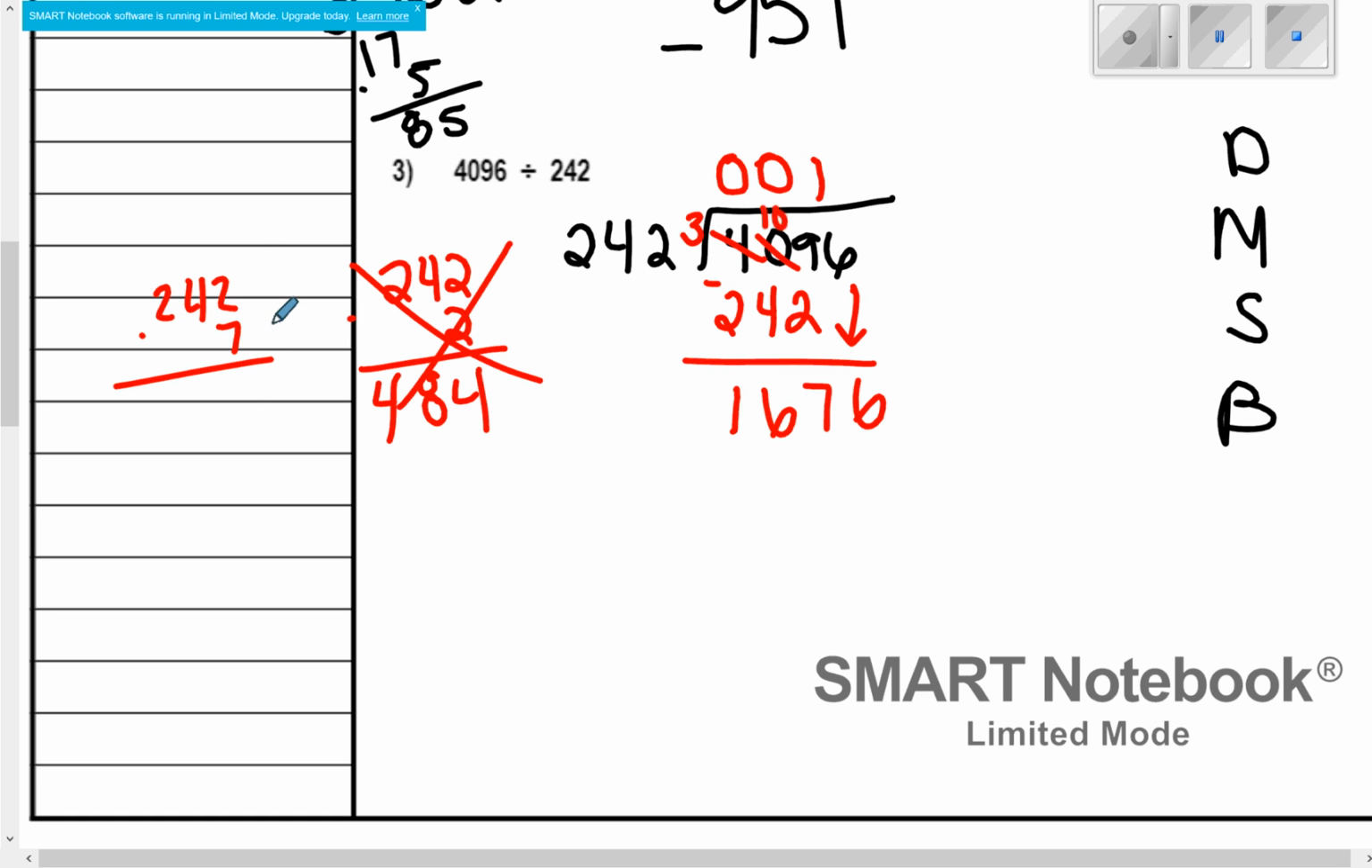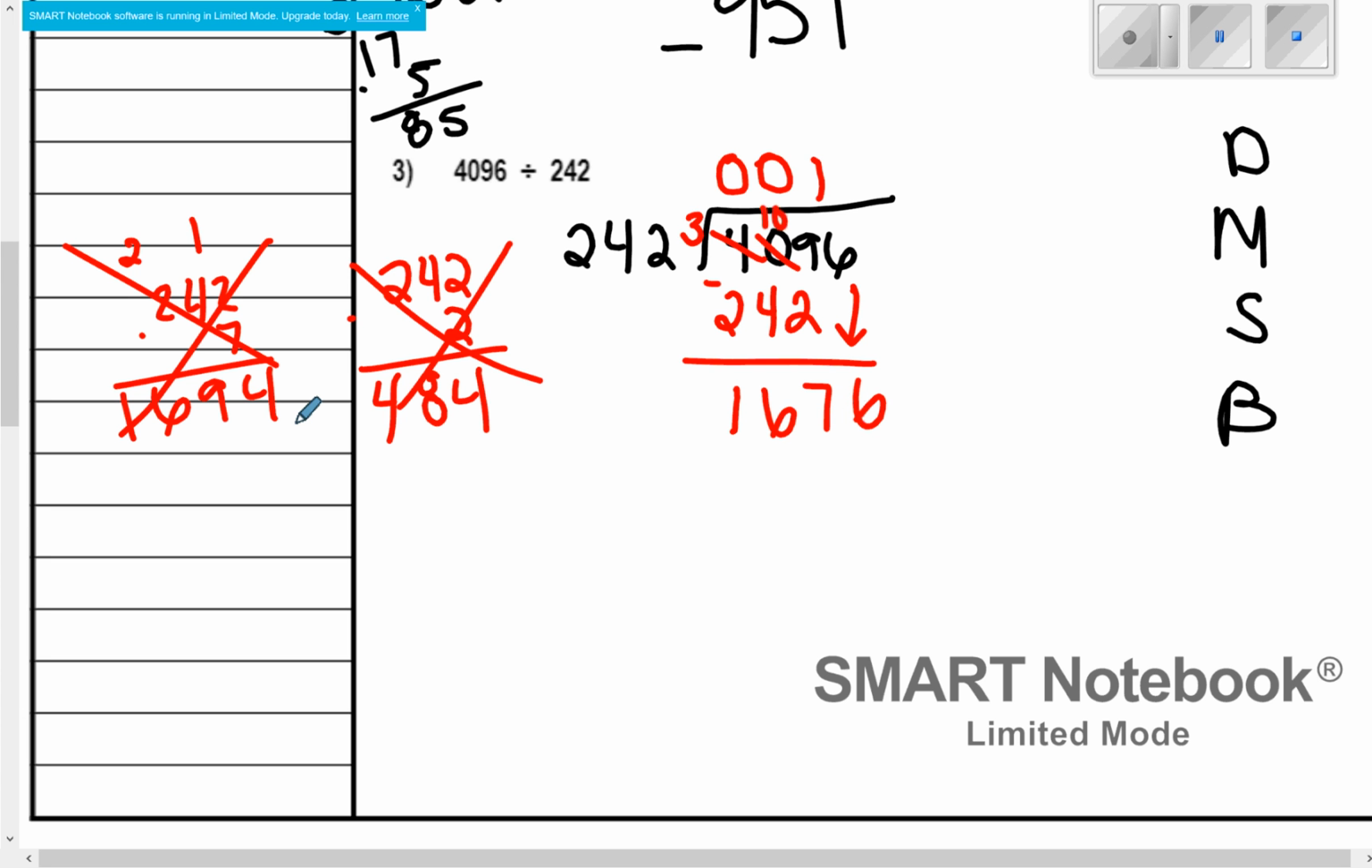Okay. 7 times 2 is 14. Drop my 4, carry my 1. 7 times 4 is 28. Plus that 1 is 29. 7 times 2 is 14. Plus that 2 is 16. 1,694 is bigger than 1,676, so it cannot go in there 7 times.